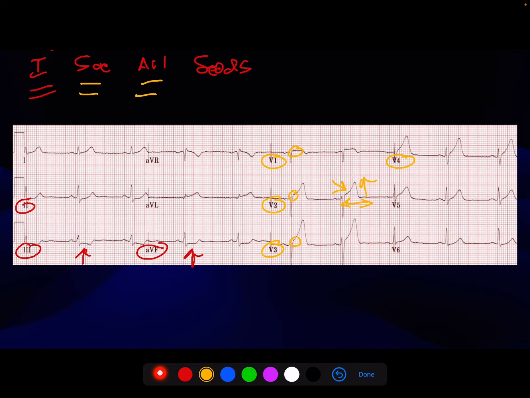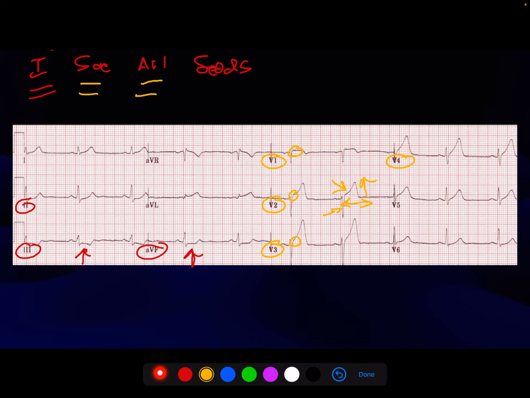and it is peaked when compared to the preceding QRS complex. And so you are in fact looking at hyperacute T waves here in the precordial leads. And that should be a noteworthy finding.